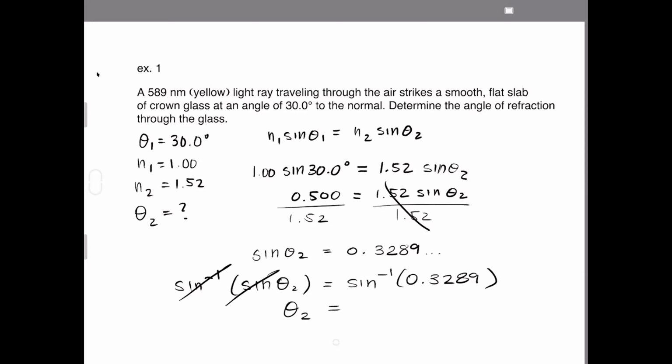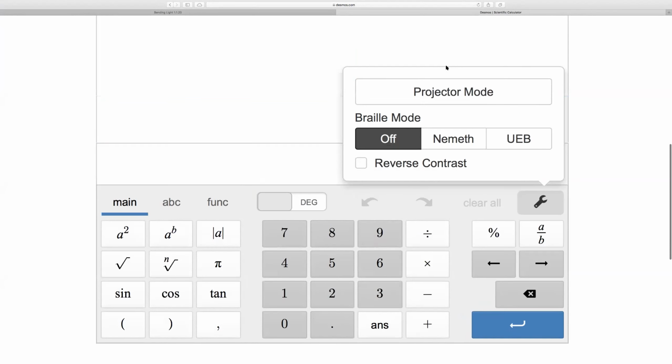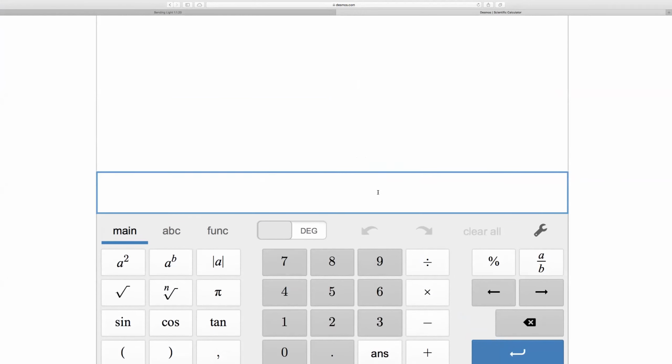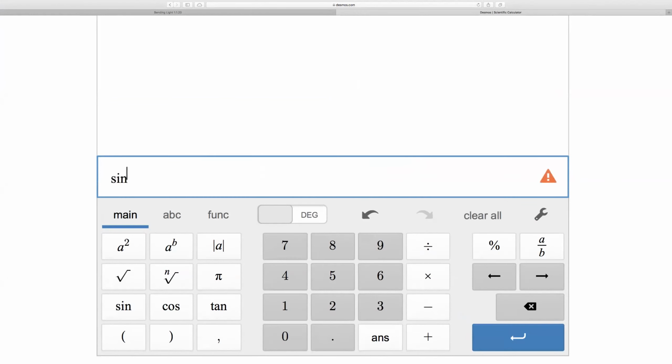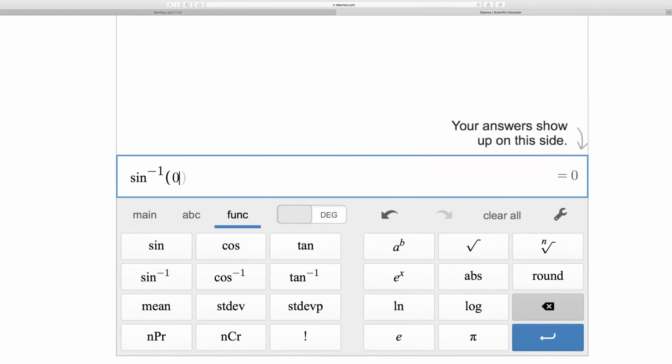Now, if you're using decimals, let me go ahead and show you what that looks like. I'm going to share that screen with you guys as well. All right, that's really big. That's better. So you could just type in sine -1, or if you don't like doing that, you could go to function, and then you could just type this one in here. So we had 0.3289, and there's your angle right there.